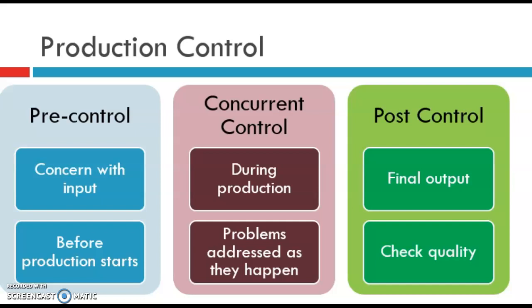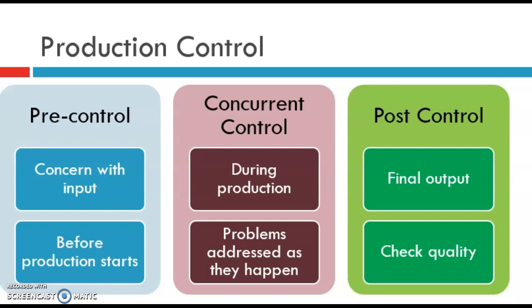So pre-control is really focused with activities that happen before any of the inputs are turned into something, right? So it takes place before production actually starts, right? When we look at concurrent control, this measures and monitors activities while production is taking place. So it's during the production process. And then it will address problems as they happen during the production process. Post-control is looking at the final output, the product that is finished now. It checks the quality. Does it meet the right measure that you were after?